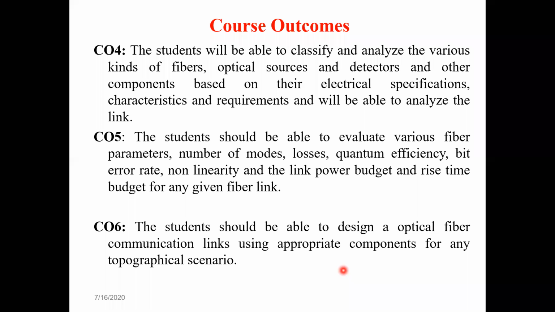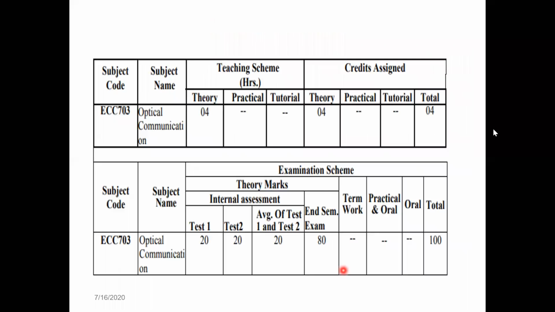Okay, so these are your 6 course objectives. Let us continue. As per the syllabus, you can see we have 4 theory. Again, this scheme, you know, we have 2 IA tests and semester exams. So 80 marks and then 100 marks.